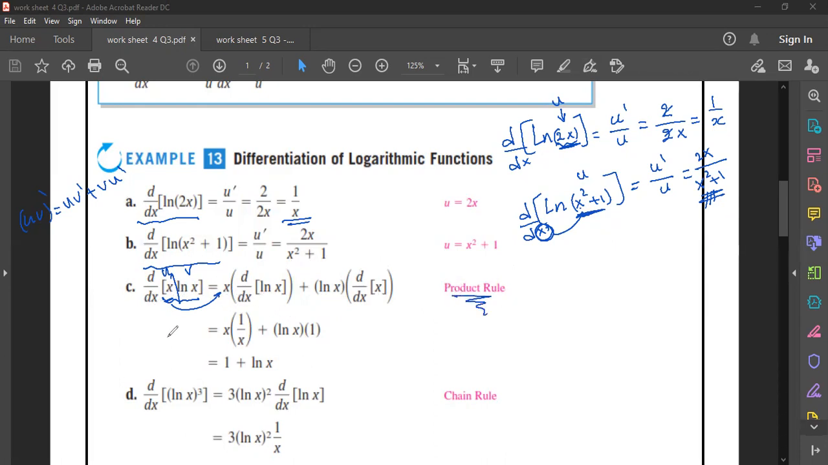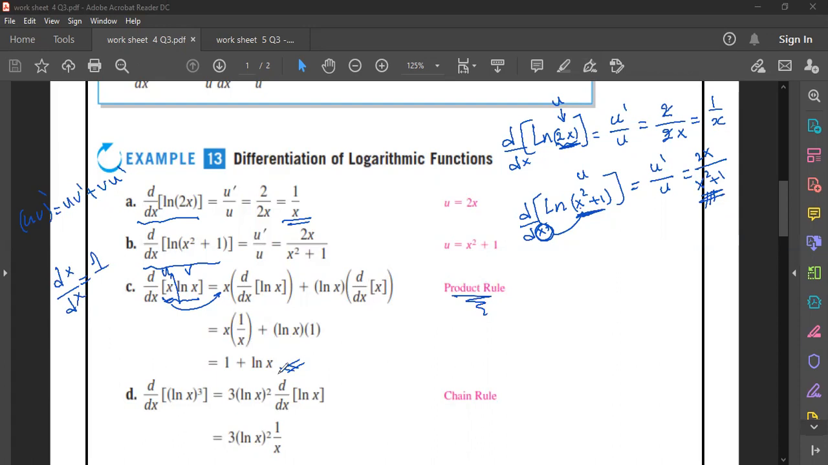I don't need to write all of these steps, but if you know how to apply it directly, go ahead. It will be x multiplied by the derivative of ln x, which is 1 over x, plus ln x multiplied by the derivative of x. I know the derivative of x with respect to x is so clear, 1. Simplify x multiplied by 1 over x, which is 1. So that is your answer.